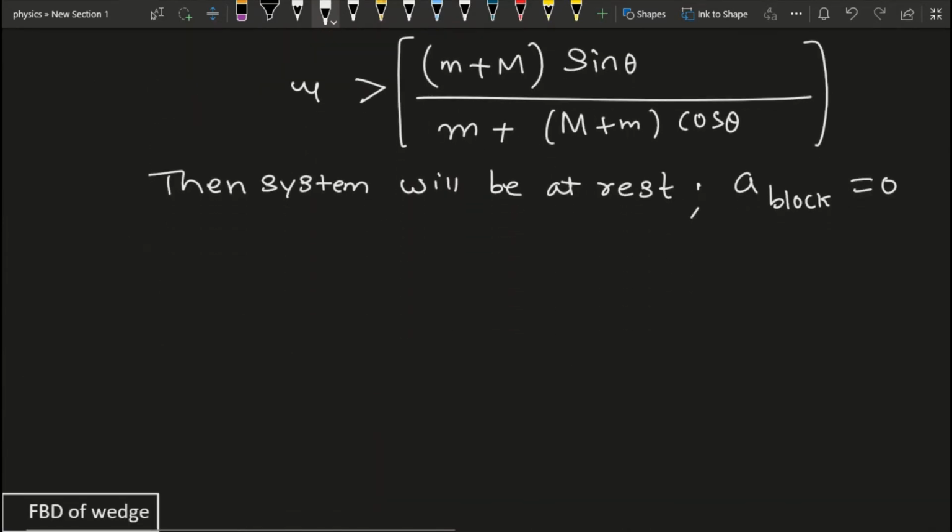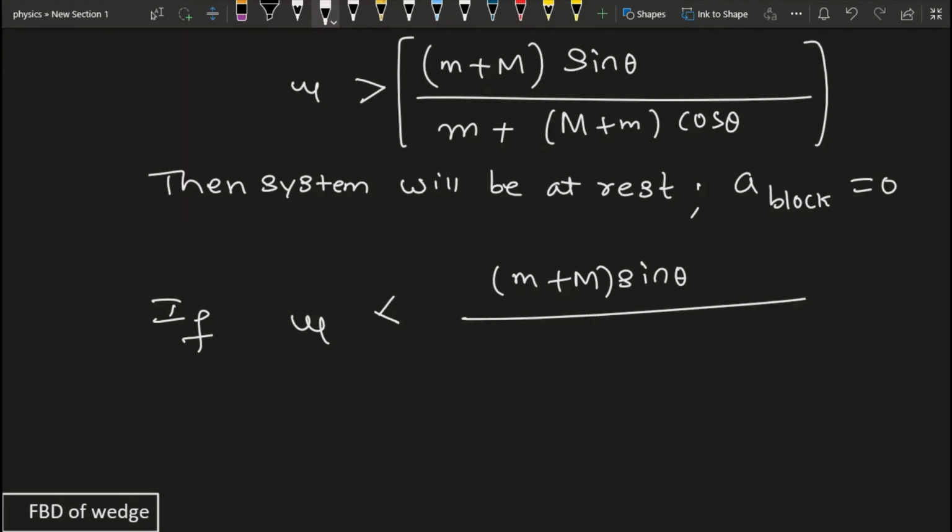Now let us move to the next case. What will happen if the coefficient of friction is less than (small m plus capital M) into sin theta divided by (small m plus capital M plus small m into cos theta)? What will happen in this situation?